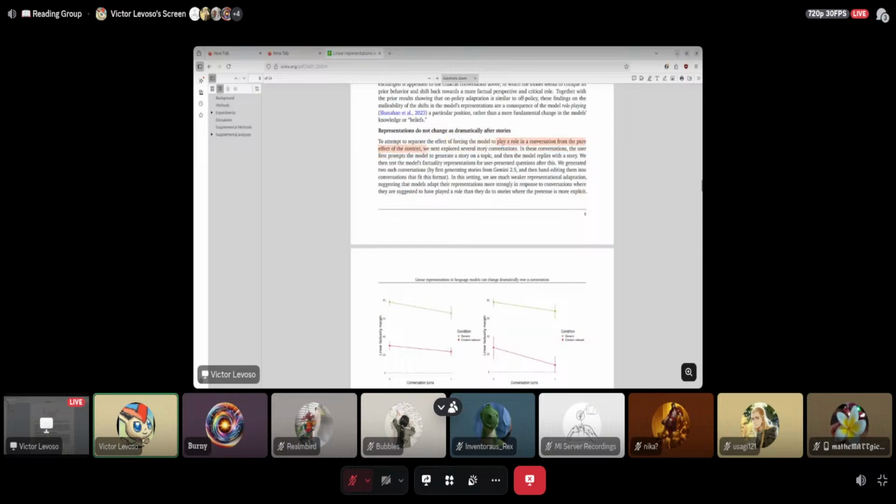We next explore several story conversations. In these conversations, the user first prompts the model to generate a story on a topic, and then the model replies with a story. Okay. We then test the model factuality representation from user-presented questions about this. We generated two such conversations. Much weaker representation adaptations.